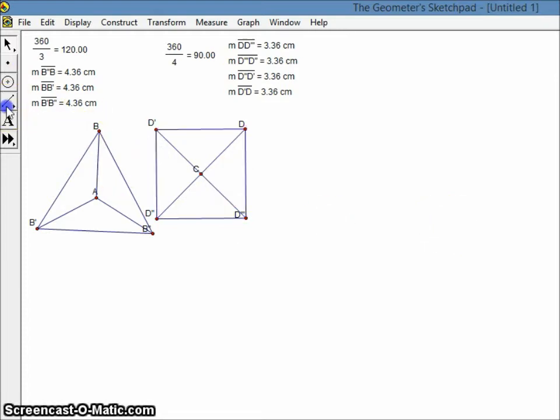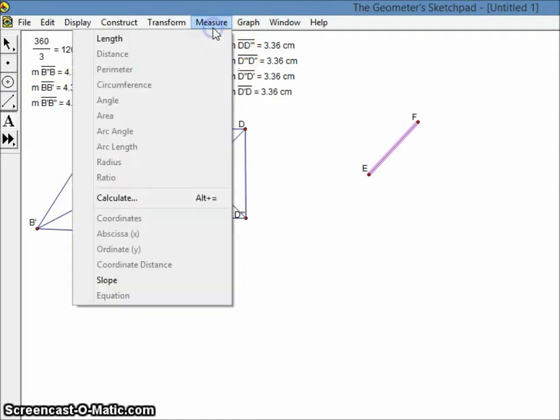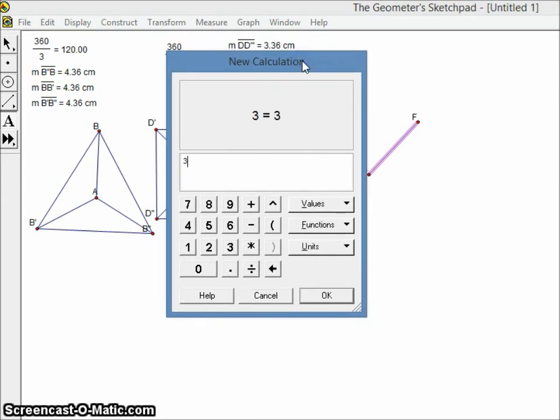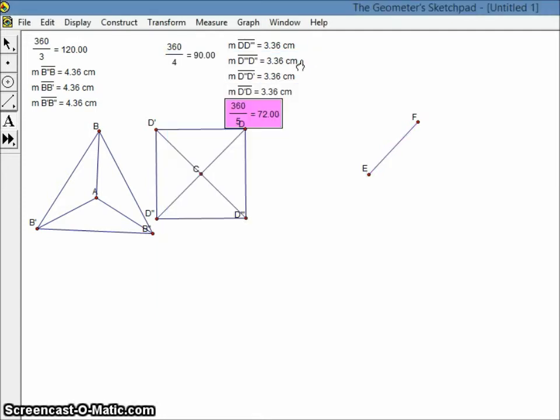Alright, the last regular polygon we're going to make is a pentagon. So I'm going to start with that segment again, and again the length of the initial segment doesn't matter. I'm going to name it, and can you predict how much I'm going to have to rotate each time by? I'm going to do 360 again. This time I'm dividing it by 5, which gives me 72.